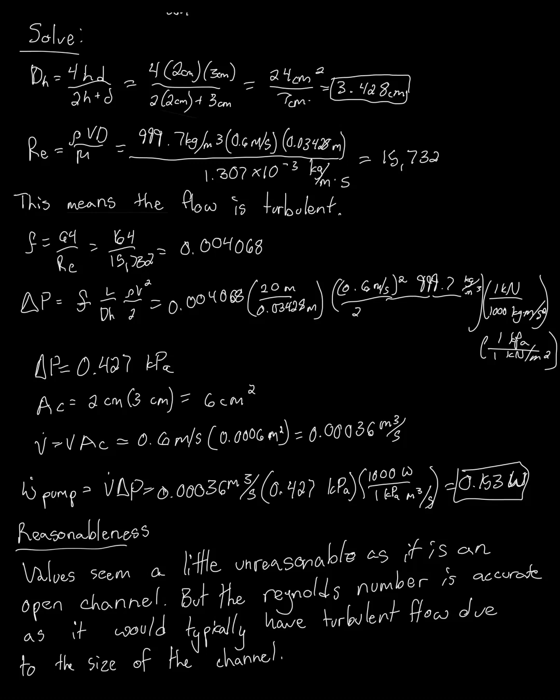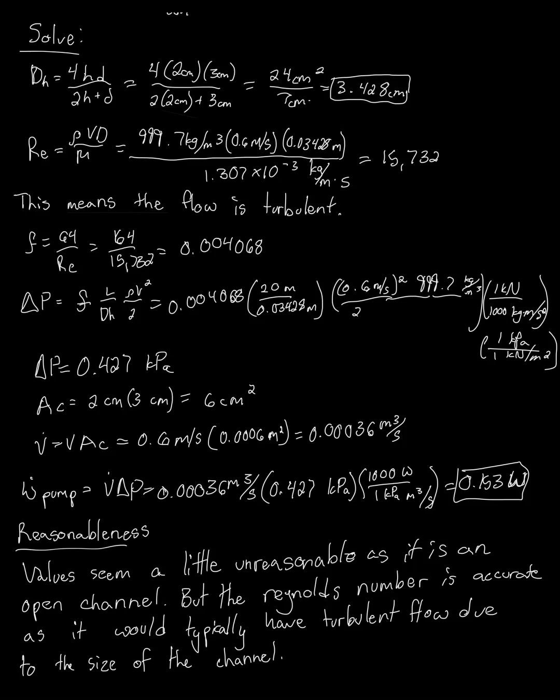First, we find the hydraulic diameter, which is equal to the equation shown, and we get 3.428 centimeters. Then we find the Reynolds number by taking the density times the velocity times the hydraulic diameter over the viscosity, which gives us 15,732. With that, that means the flow is turbulent.